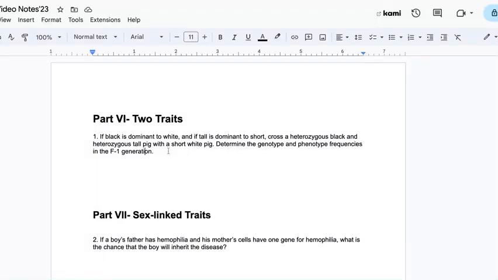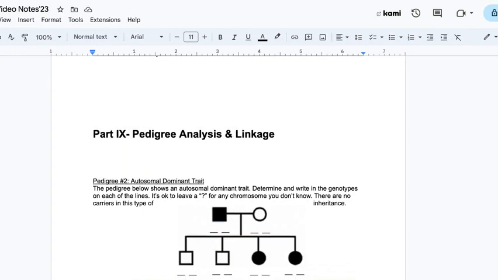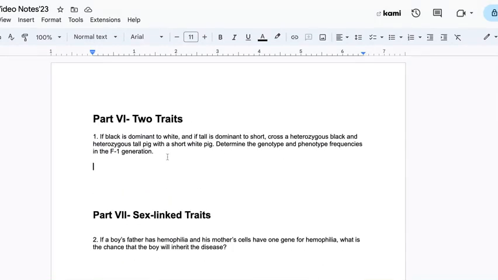Our little lesson on two-trait Punnett squares, sex-linked Punnett squares, and pedigrees. So I wanted to teach you a trick for doing the two-trait Punnett squares really quickly. And you can also use it for 3 traits, 4 traits, 15 traits.